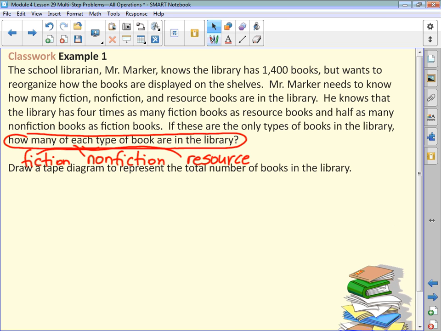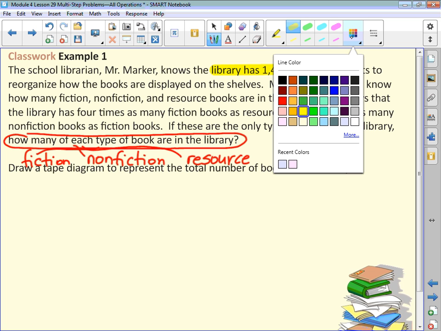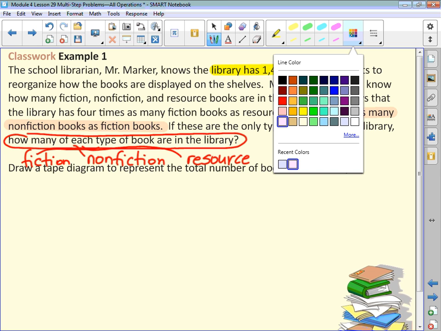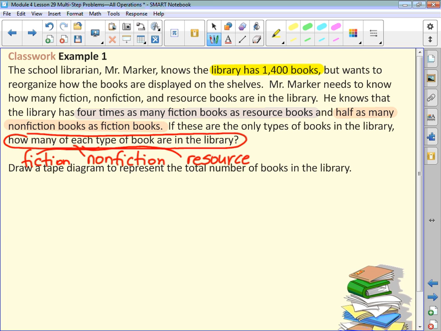All right, well, the first sentence has some important information. The library has 1,400 books. Now we know that we have half as many nonfiction books as fiction books, and we also know that we have 4 times as many fiction as resource books. So we have to know how many resource books we have so we can figure out how many fiction. Once we know the fiction, then we can figure out the nonfiction.